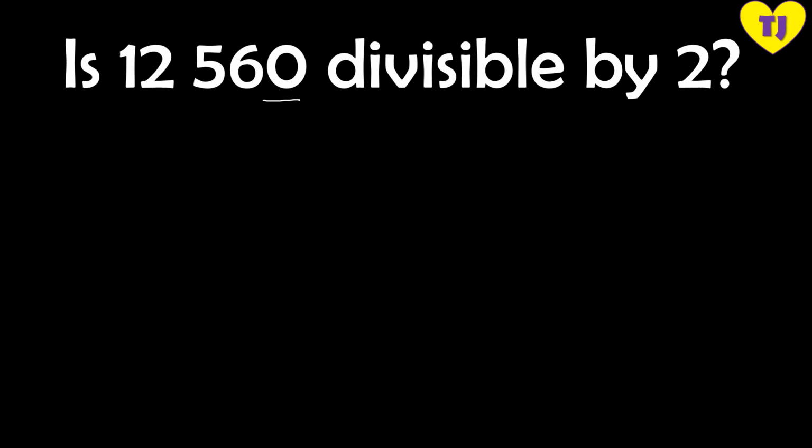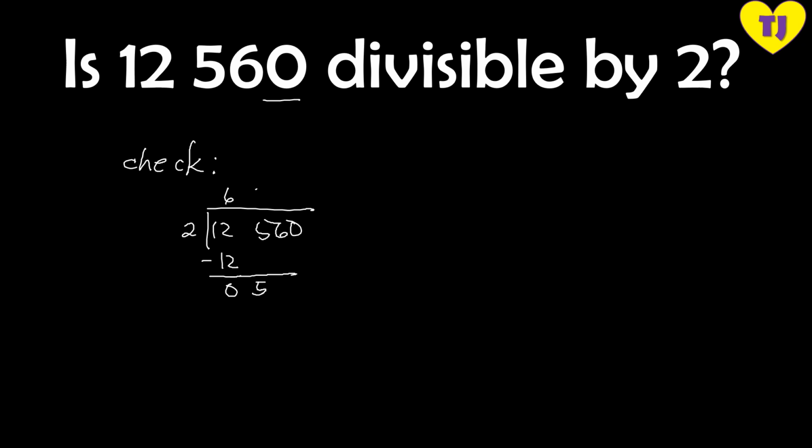But if you really want to check, then go ahead. So we can try to check whether this is really divisible by 2. We have 12,560, and we're dividing that by 2. This is 12. We're not going to take the 1 because that cannot be. So we go for 12. 12 divided by 2, that's 6. 6 times 2, that's 12. Subtracting, this is 0. And we bring down 5. 5 divided by 2, that's 2. 2 times 2, that's 4. So we subtract this, this is 1. We bring down 6. 16 divided by 2, that's 8. 8 times 2, that's 16. We subtract, and then we have a 0.